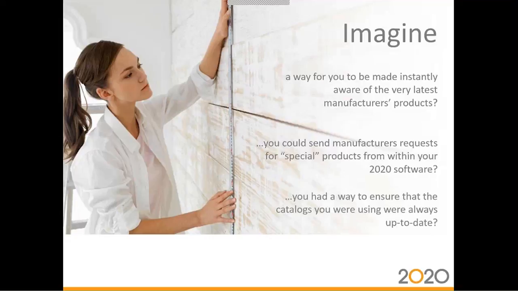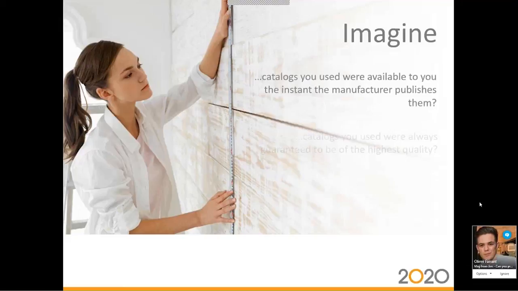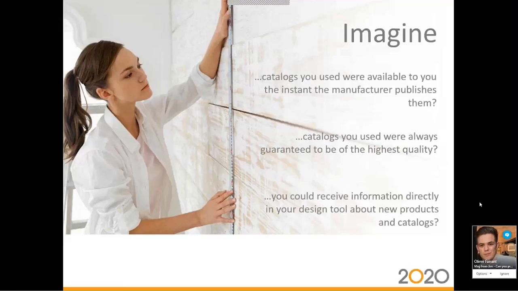So imagine a way for you to be made instantly aware of the very latest manufacturing products. You could send manufacturers requests for special products from within your software, and you had a way to ensure that the catalogs you were using were always up to date. This is 2020 Cloud. And imagine the catalogs were available the instant manufacturers published them. The catalogs you used were always guaranteed to be the highest quality, and you could receive the information directly in your design tool.